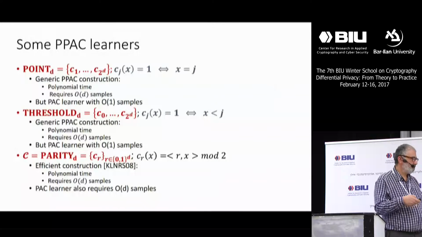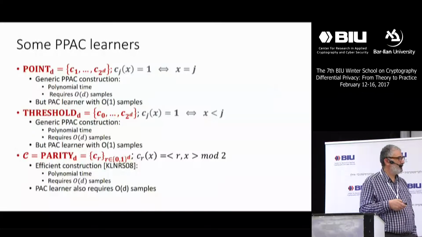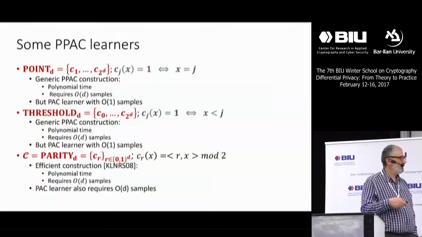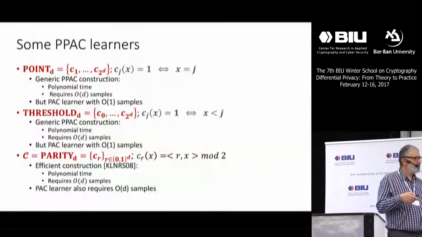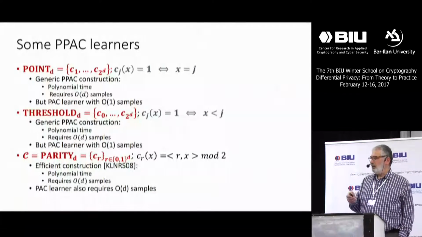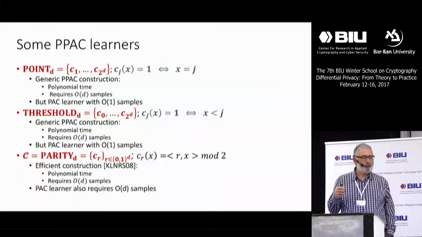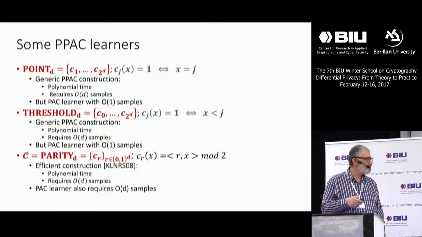And for parity, we're matching the bounds of the non-private case. There is an efficient construction that runs in polynomial time. And this is not a generic construction, it doesn't yield this. I'll say a few words about it soon. It runs in polynomial time. It requires order of these samples, and this is also what you need non-privately. So maybe we're off from the non-private case just by a factor of 1 over epsilon, something like that.